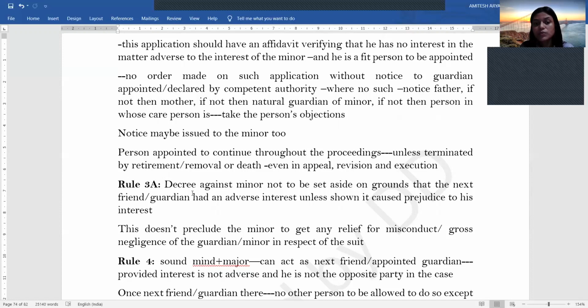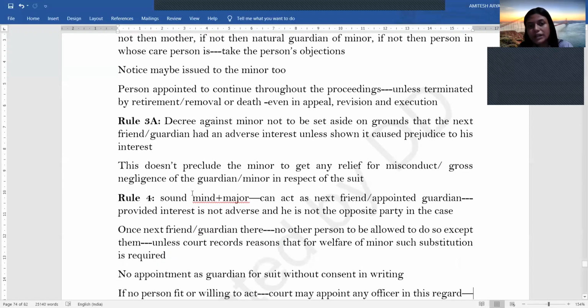Now, what are the grounds where a decree, if passed against a minor, cannot be set aside only on the ground that there was an adverse interest, unless you can show that it has caused certain prejudice to his interest.